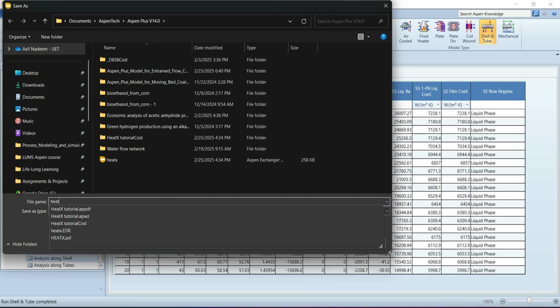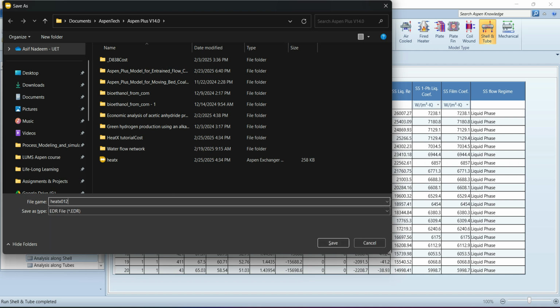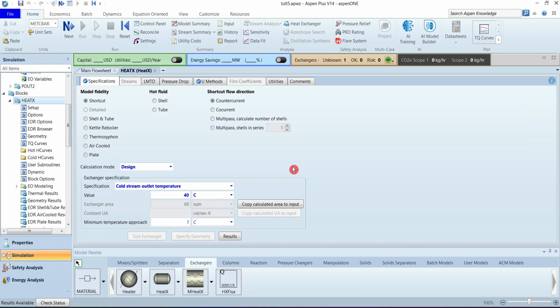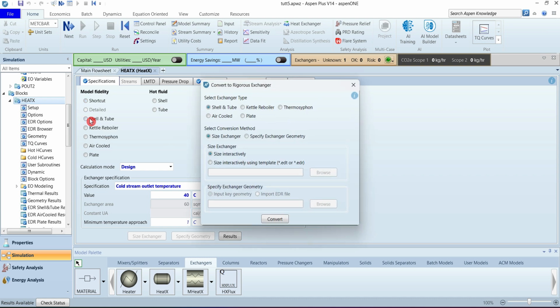Let's name it HeatX 0123. Give any name. Go back in the Aspen Plus interface and switch from shortcut to shell and tube rigorous or detailed fidelity. And on this interface, we are not going to size the exchanger anymore, but we are going to specify the geometry, and we can import that geometry from the EDR file.